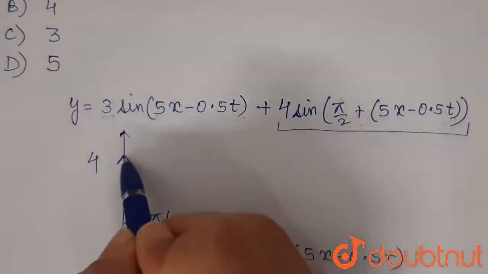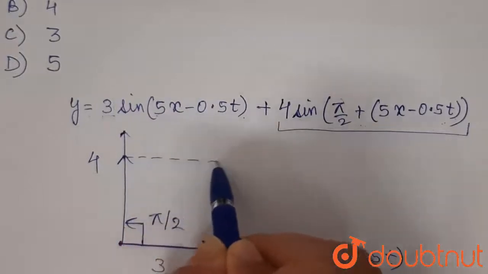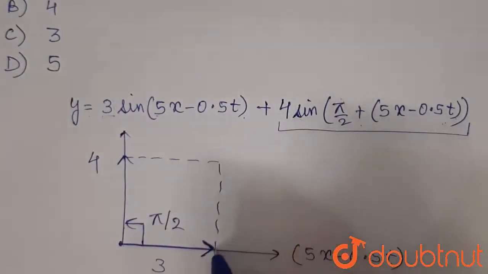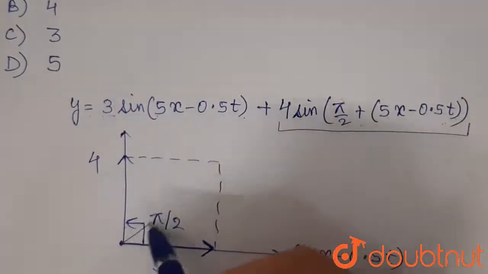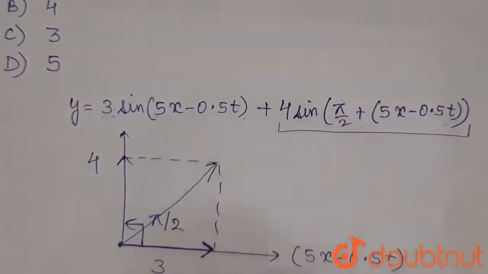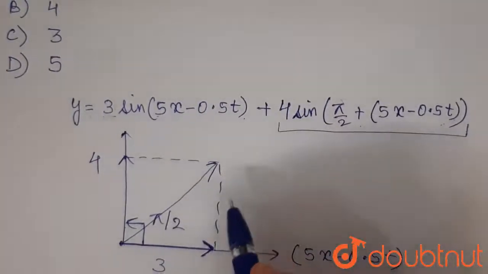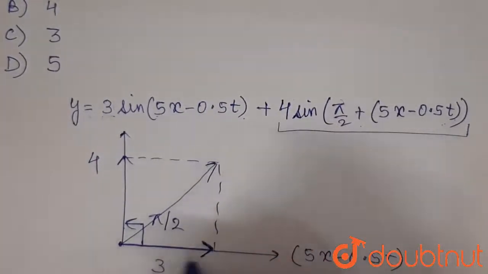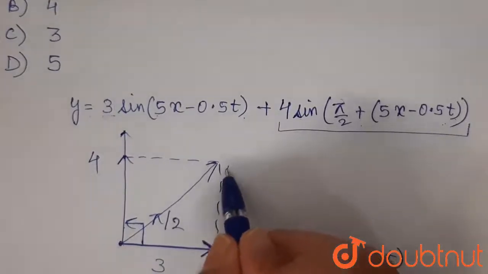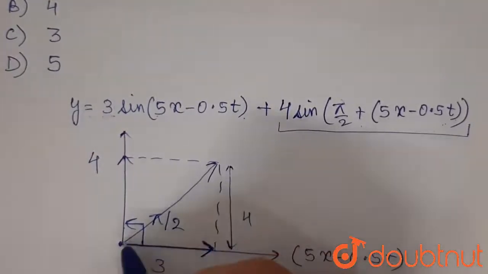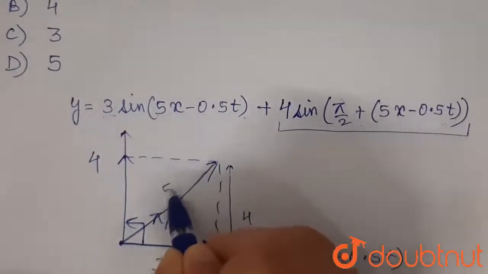Now we can find out the resultant of these two vectors. So if I consider the resultant, according to parallelogram law of addition, this will be the resultant. So I can see this horizontal length is 3 and the vertical length is 4. So that means the diagonal will have the length of 5 units.